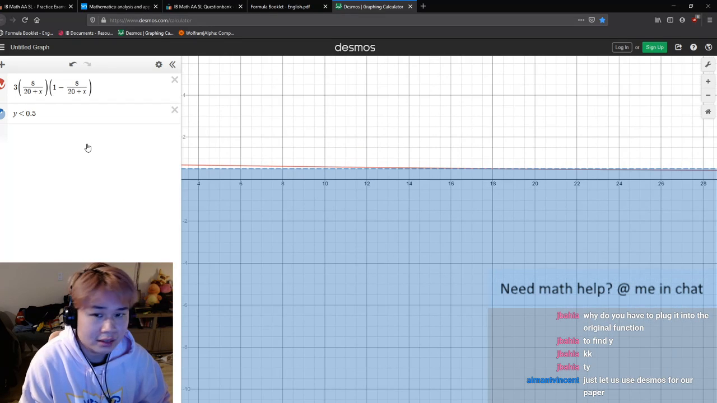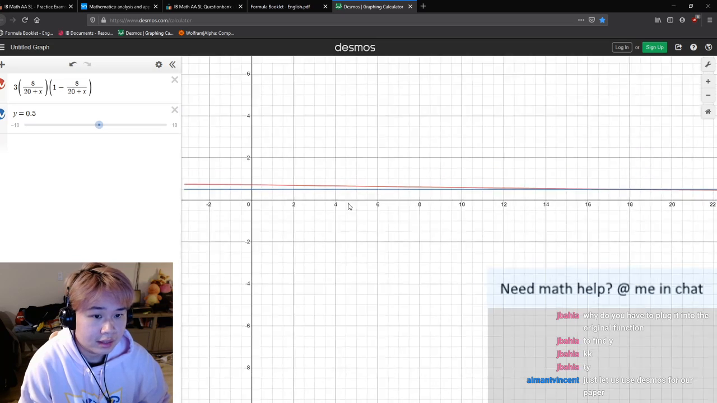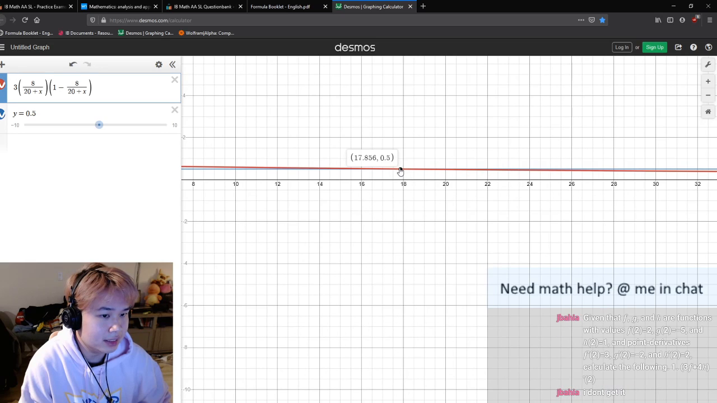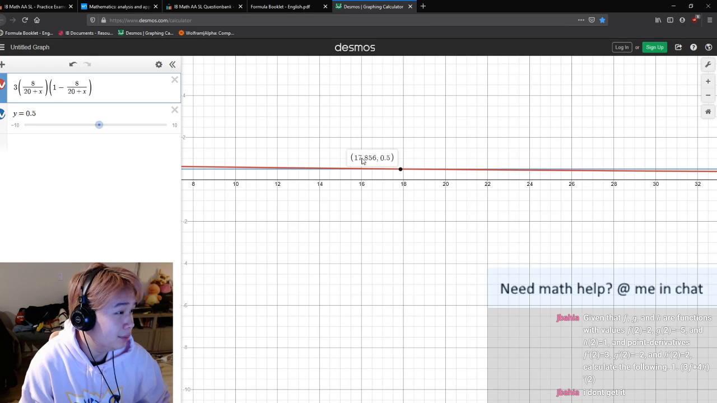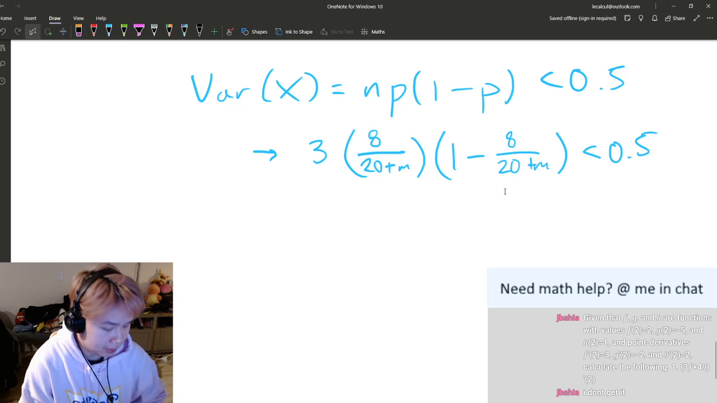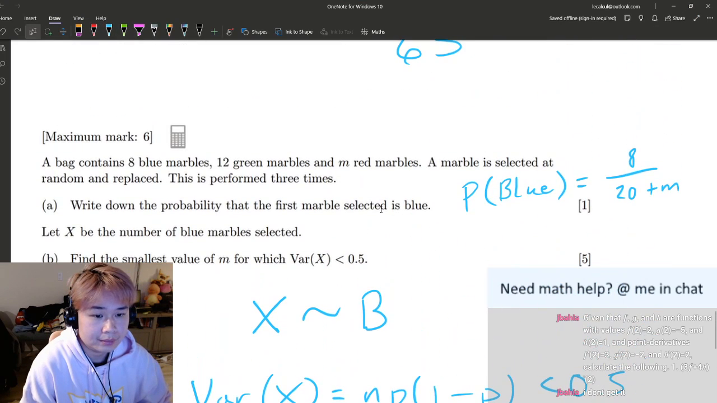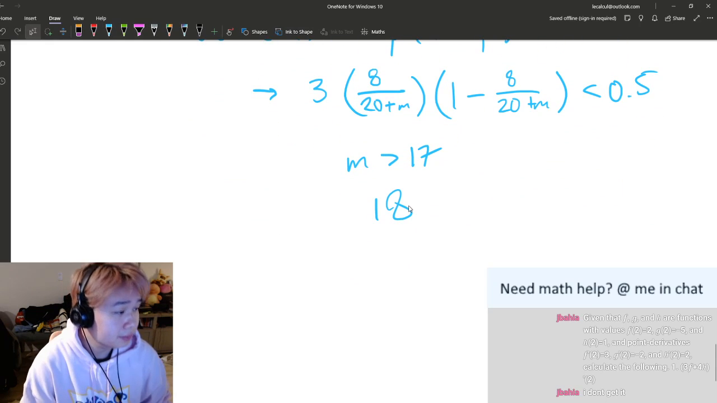Okay, this is a little... Let me just change this to equal to. So here is your variance. It's this really thin red line. And then if I find out when it's equal to 0.5, which is at 17.8 marbles, any amount of red marbles past 17 results in a variance less than 0.5. So your marbles have to be more than 17. Oh, find the smallest value. Well, the smallest value is 18 then.